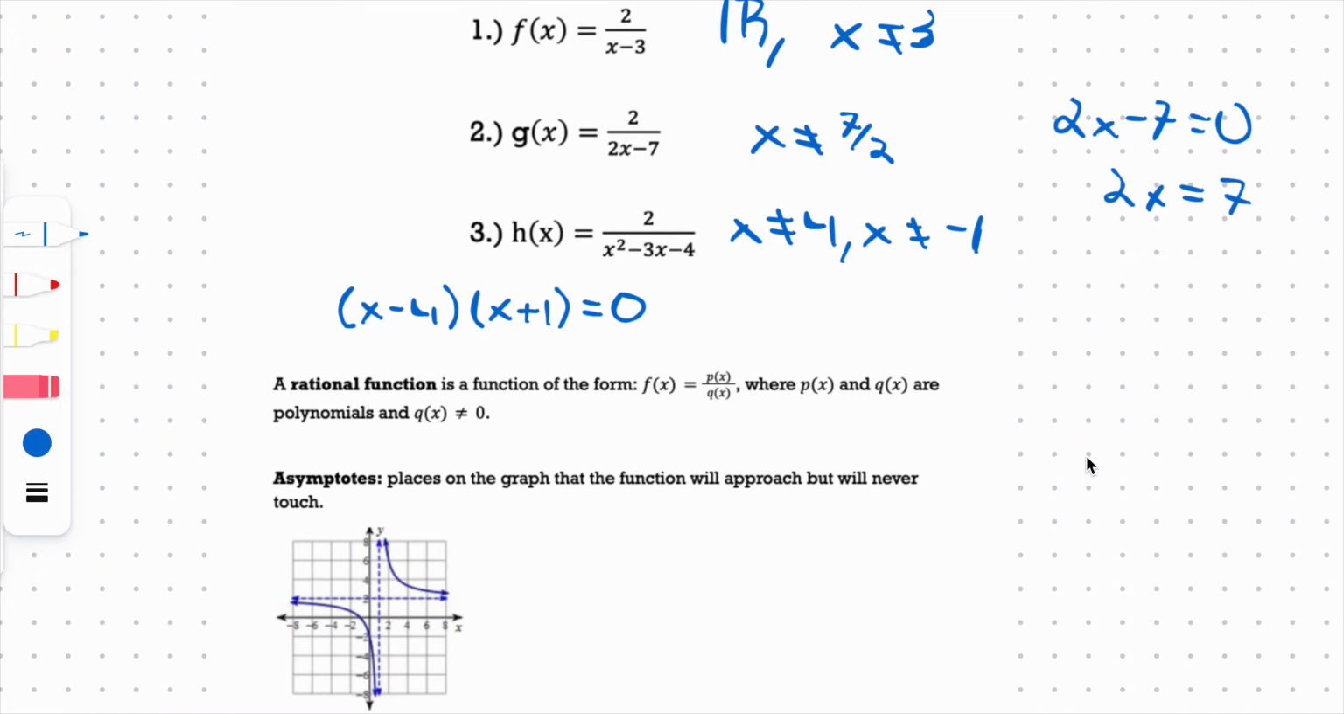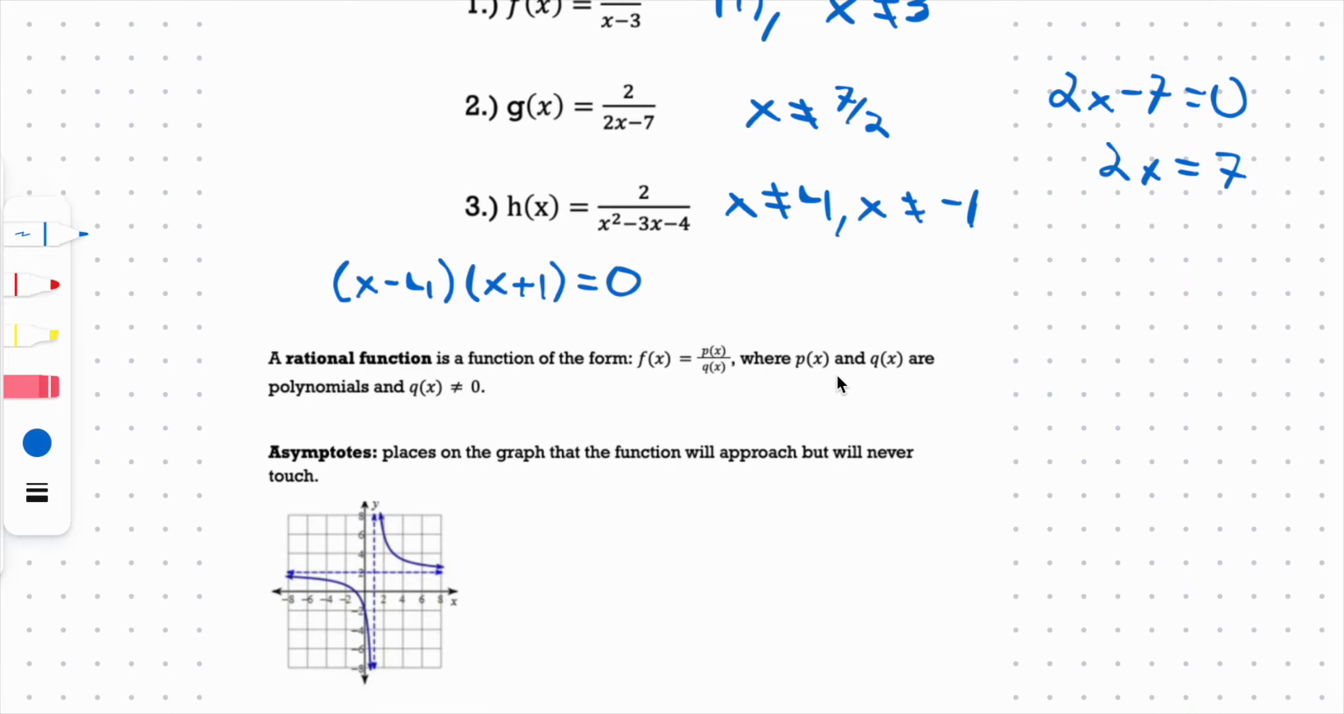Now let's move on to here. So first of all, what is a rational function? It's basically a function in the form of p of x over q of x. So we have two different functions and we're dividing the two. And as we said before, q of x can't equal 0 because then f of x isn't defined. So that's why we have these domain restrictions, right?